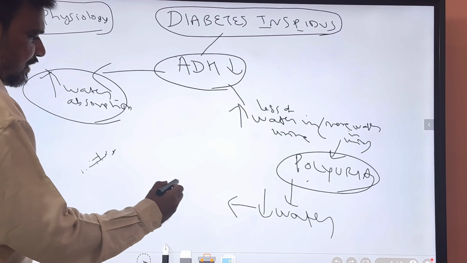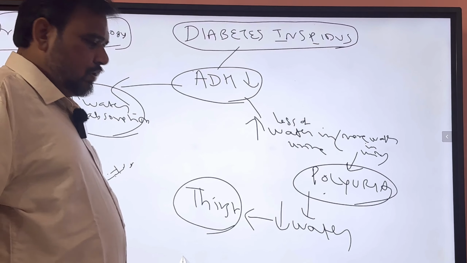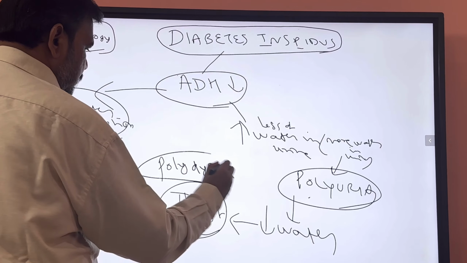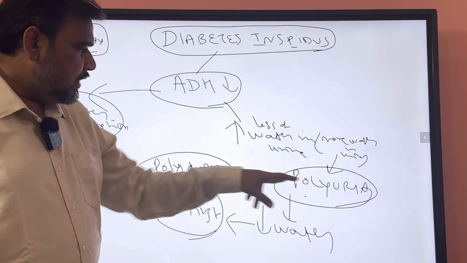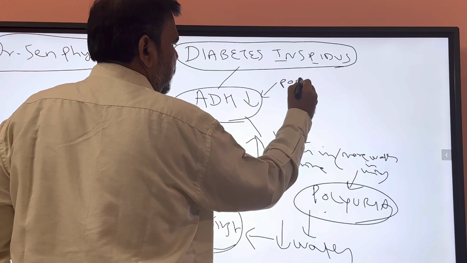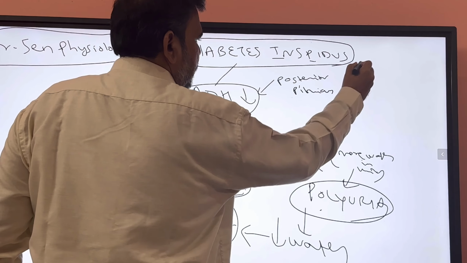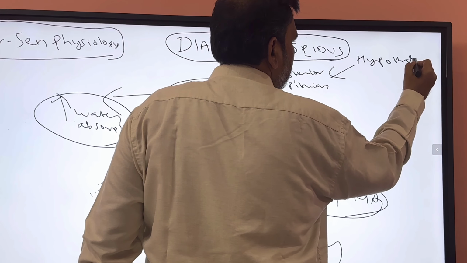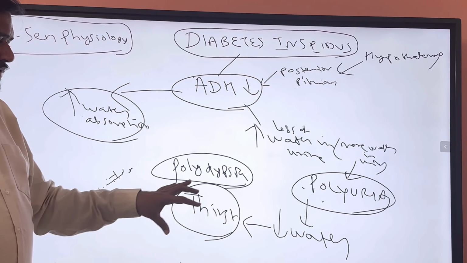Whenever there is decreased water, thirst will be there. This is the human mechanism, homeostasis. So note it down, this thirst is called polydipsia. So in diabetes insipidus, the two main symptoms are polyuria and polydipsia. ADH is secreted from the posterior pituitary and control is from the hypothalamus. So polyuria, polydipsia, increased thirst.